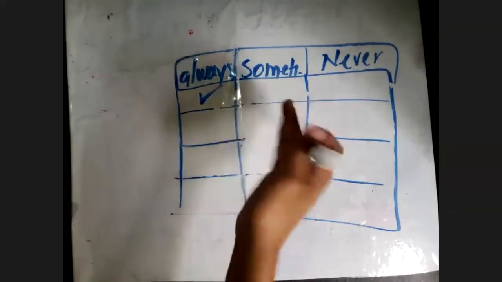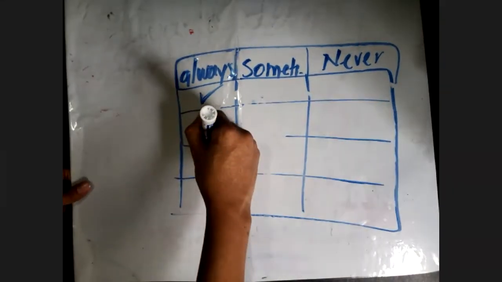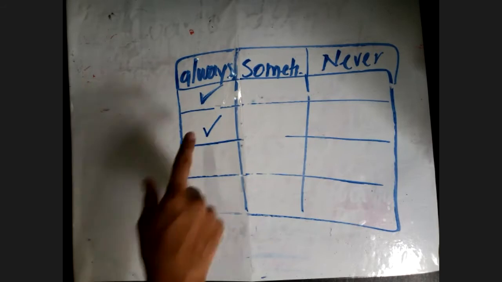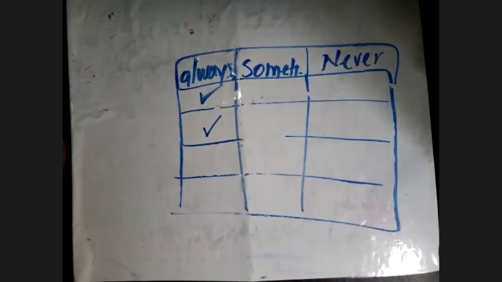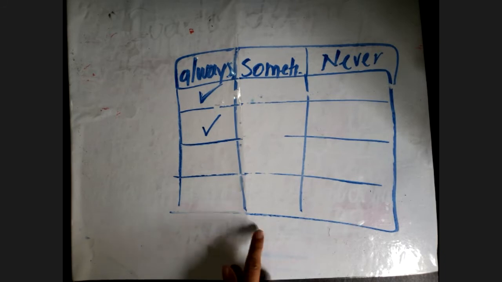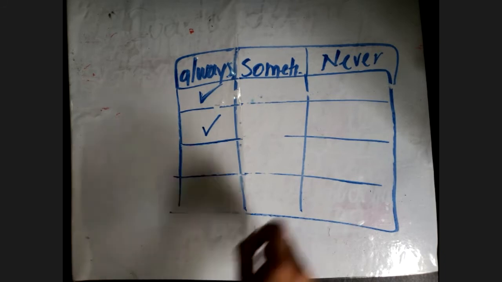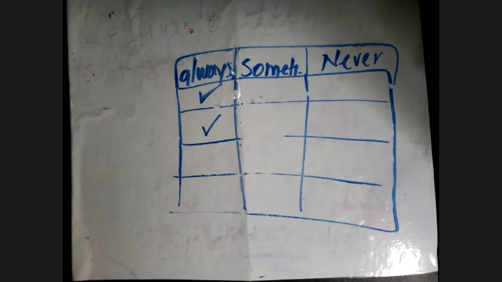Always, sometimes, and never. You're gonna decide. Always, mister. This is for me, right? Because I'm the mister, but you have to write the one that is true for you. Tienen que escribir el que es verdadero para usted. If you cannot subtract with 3 digits, then never, sometimes, or always, depending on what you can do.